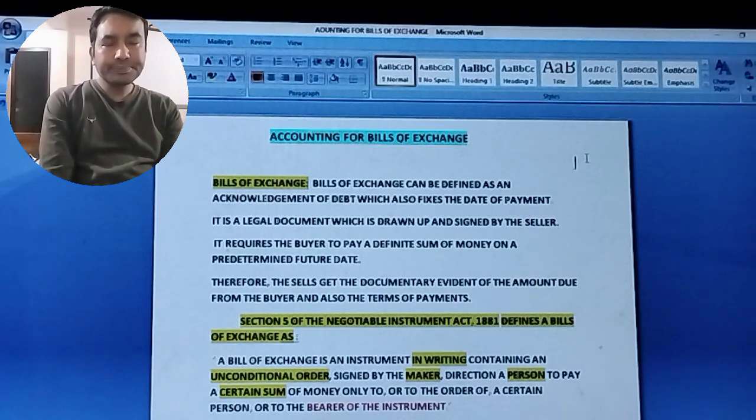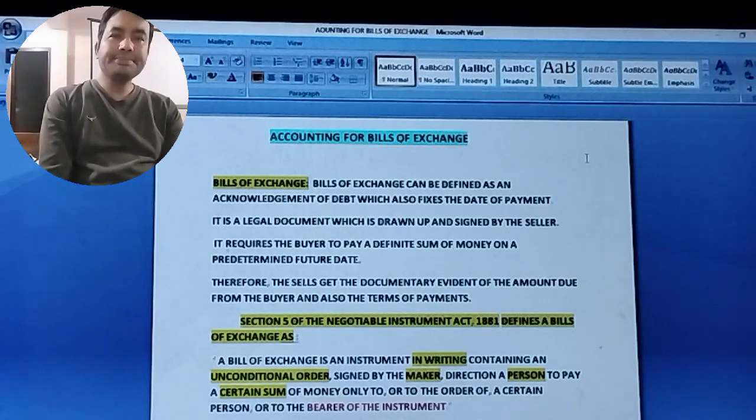Today I'm going to teach you the concept of bills of exchange. It is a long chapter. We need to study the theoretical aspect as well as learn the practical aspect. So my discussion on today's topic will be limited to the meaning and the features of bills of exchange.